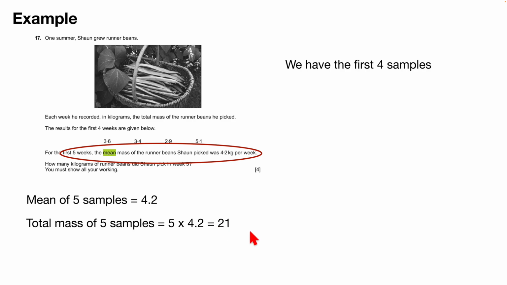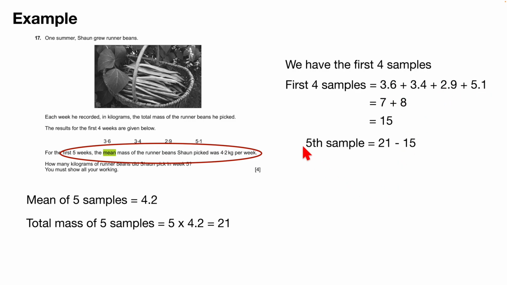Right, well now we're rocking. We have the first 4 samples. The first 4 samples equals 3.6, 3.4, 2.9, 5.1. Well, I do it in parts really. These 2 add up to 7, these 2 add up to 8. Total's 15. The 5th sample therefore is the total of all the samples, 21, minus the 4 samples we know about, and that equals 6. As you can see, this is a 4 marker.